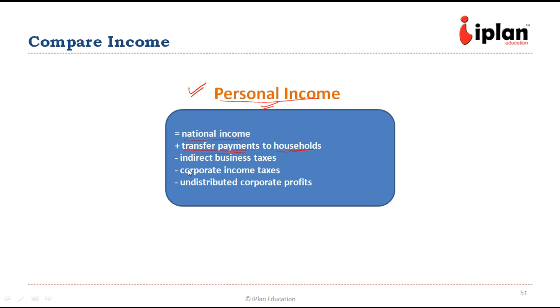We have added business taxes in the calculation of national income. Now we have to subtract that as well. We subtract the corporate income tax and all the undistributed corporate profits to get the personal income, which will be available.